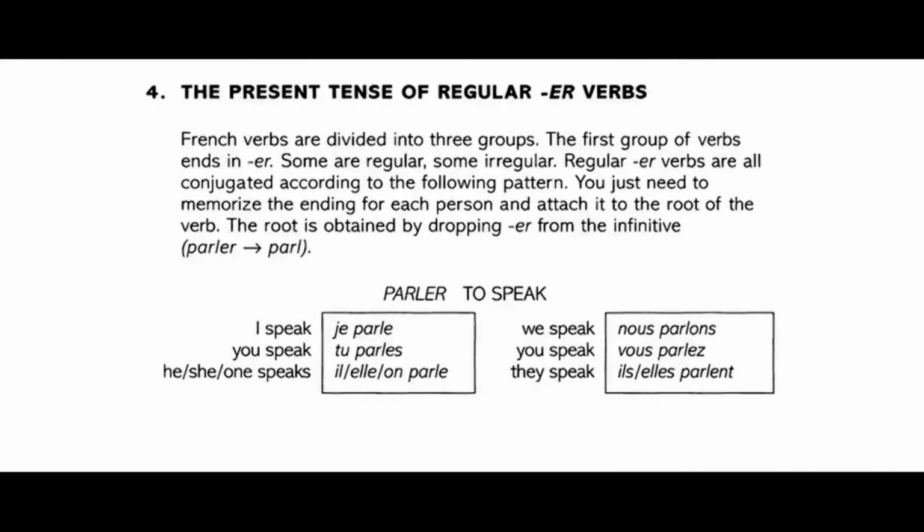Then, I'm coming up to ER verbs. So, parler, to speak. Je parle, tu parles, il parle, elle parle, on parle. Nous parlons, vous parlez, ils parlent. See, if you have a regular ER verb, there is a pattern. There is a pattern to make verb conjugation.